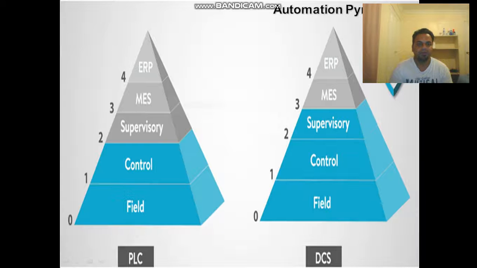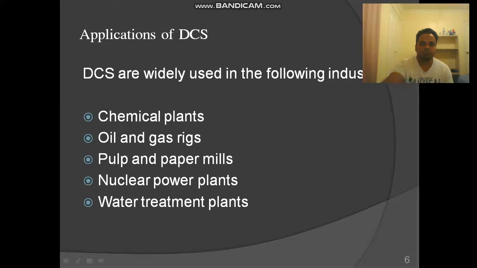The fourth and fifth are MES and ERP. They are planning software which is used for planning. MES stands for manufacturing execution system, and ERP stands for enterprise resource planning. That's the explanation of the automation pyramid diagram, and these lie on the five levels.